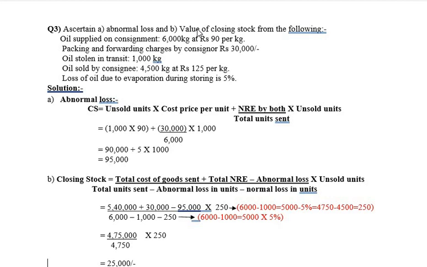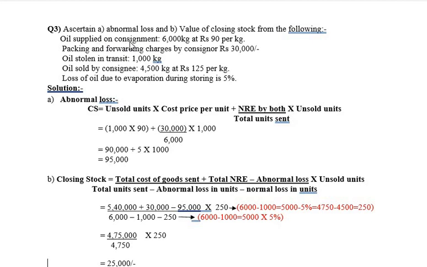All right, let's look into what is given here. Oil supplied on consignment: 6000 kgs at rupees 90 per kg. Packing and forwarding charges by consignor: rupees 30,000. Oil stolen in transit: 100 kg. Oil sold by consignee: 4500 kgs at rupees 25 per kg. Loss of oil due to evaporation during transit is 5%. Now with this information we need to calculate the abnormal loss and value of closing stock.